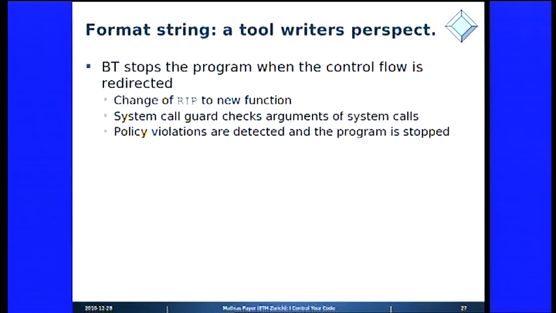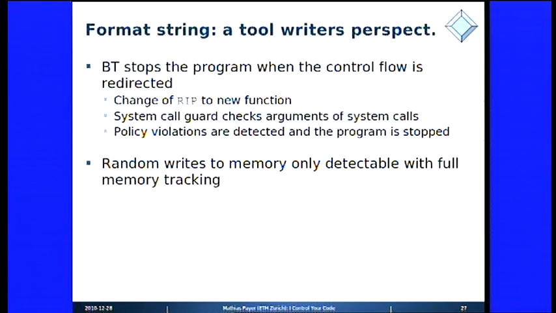The binary translator, or the virtualization system, is not able to detect the random write to memory. It would be way too expensive to check every single memory write. But it detects the change of the return instruction pointer to the new function and is able to catch that as well. And the system call guard also checks the arguments of the system call, so it will be able to stop the program in that area. All the policy violations will be detected, and the program is stopped and can be analyzed at that point in time.